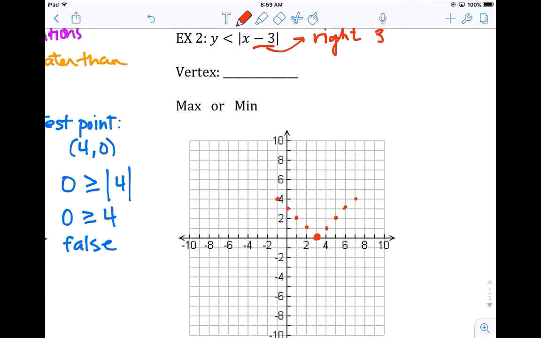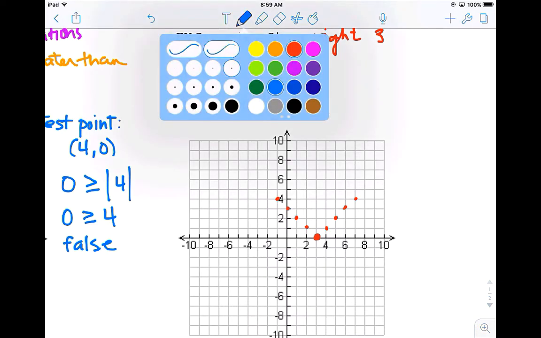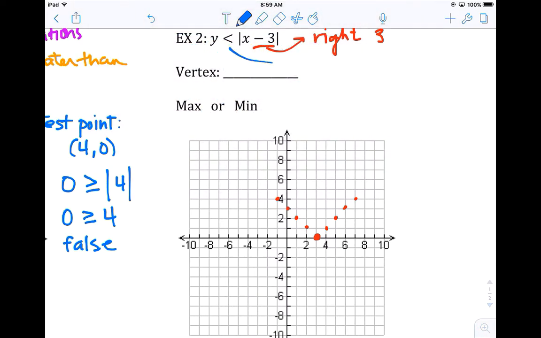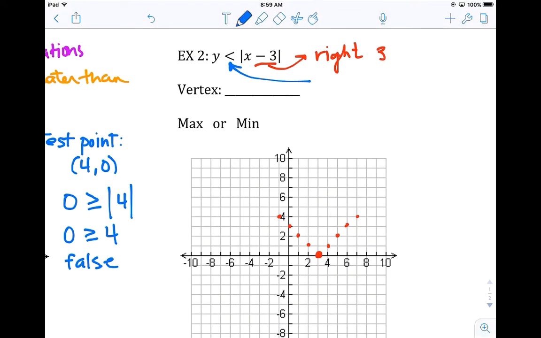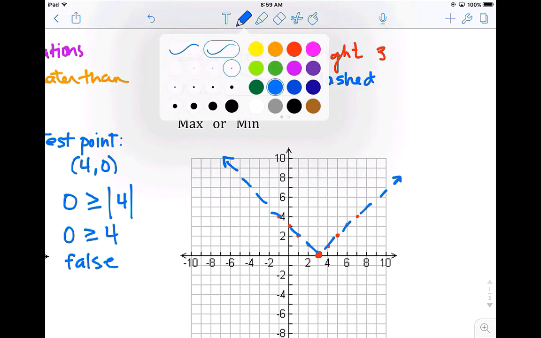Now, let's pay attention to the inequality we're given. We do not have an equal to bar this time. So that means that this will be a dashed line. Let's get that down a minute. So instead of a solid line through those points, we're just going to leave some spaces to represent that dashed line. Just like that. All right.